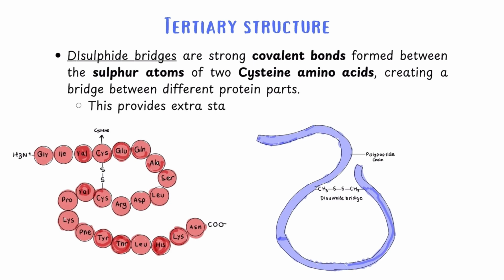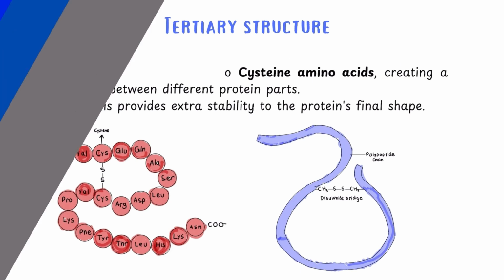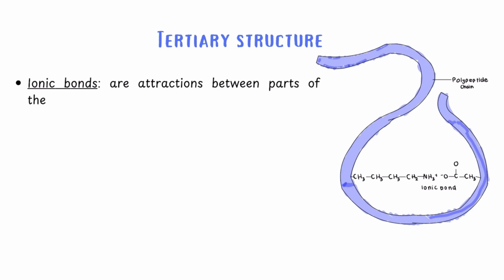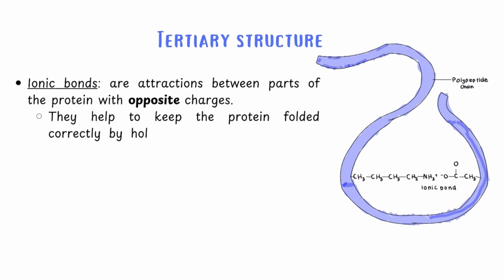This bridge provides extra stability to the protein's final shape, ensuring it stays intact under tough conditions. Ionic bonds are attractions between parts of the protein with opposite charges. They help to keep the protein folded correctly by holding different parts of the protein together.